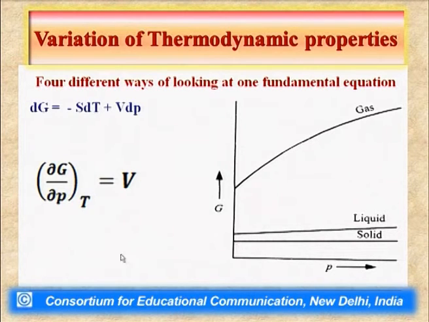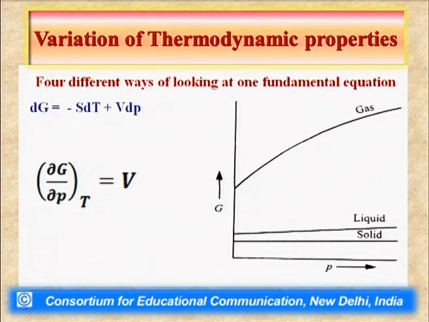And this is an indicative diagram which clearly suggests that whatever the change in Gibbs free energy we observe as a result of change in pressure under constant temperature condition is much more for gaseous systems as compared to liquids and solids. This curve has a very important implication.